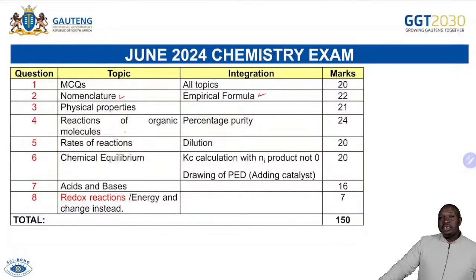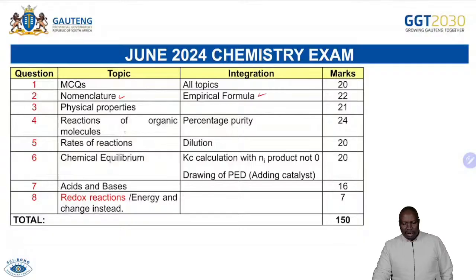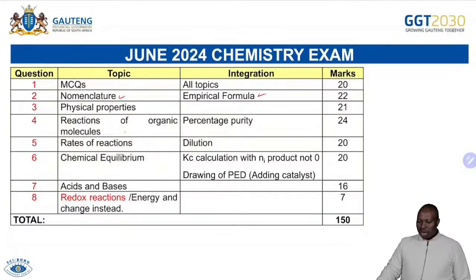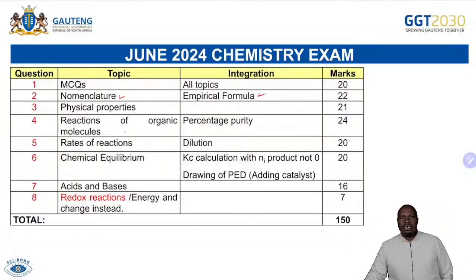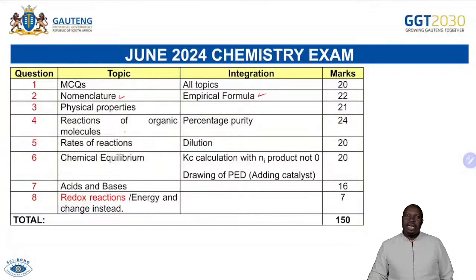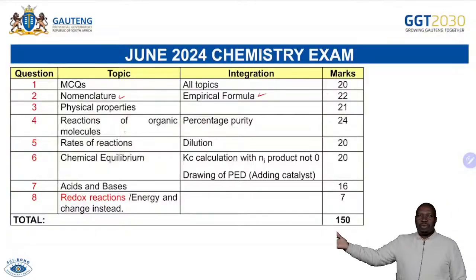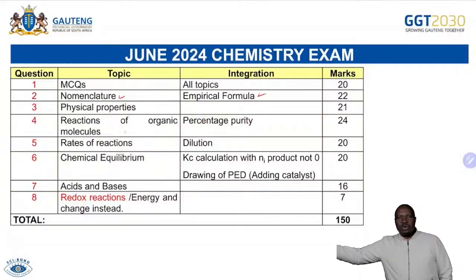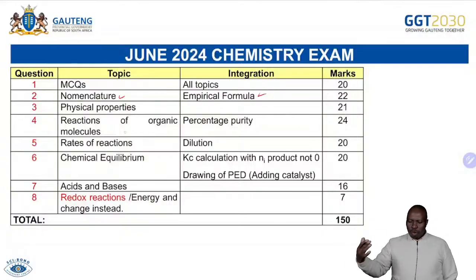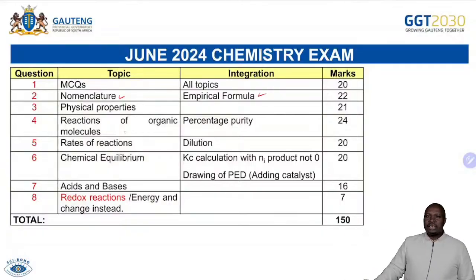In question 6, we had chemical equilibrium. And here there was a Kc calculation with an initial number of moles of product, meaning that it was not zero. So it's important that you start to lean that way so that you don't always think that the product will be zero, because we can have equilibrium, and when equilibrium is disturbed, we'll have a new equilibrium, the first equilibrium then being the initial. So it's not all the time that we will always have a zero for the products when we are doing your ICE table. So we'll refer to that as well.